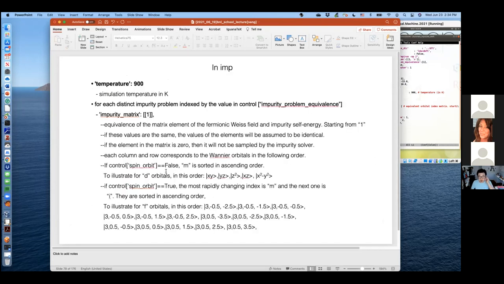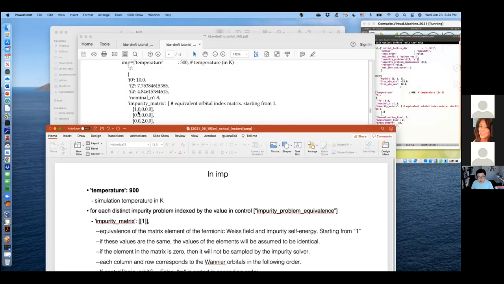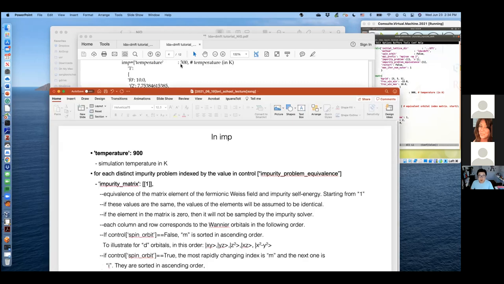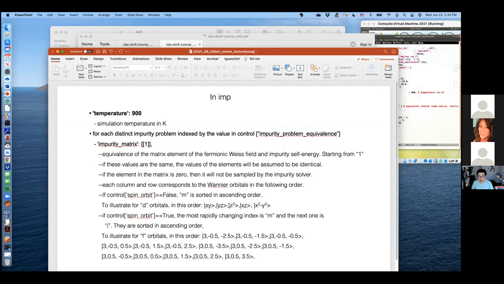And there is one important thing, which is the order of the basis set. For example, for the d orbital case, we have 5 different orbitals, but the order is important. So for the d, the order of the orbitals will be xy, yz, z square, xz, and x square minus y square. And for the f orbital, where we have, for example, spin-orbit coupling in it, then the m index will be the fastest, and the l index will be the slowest index.